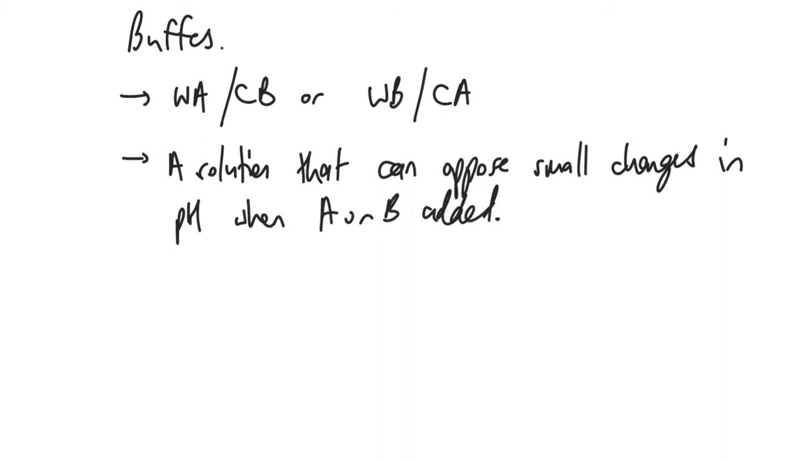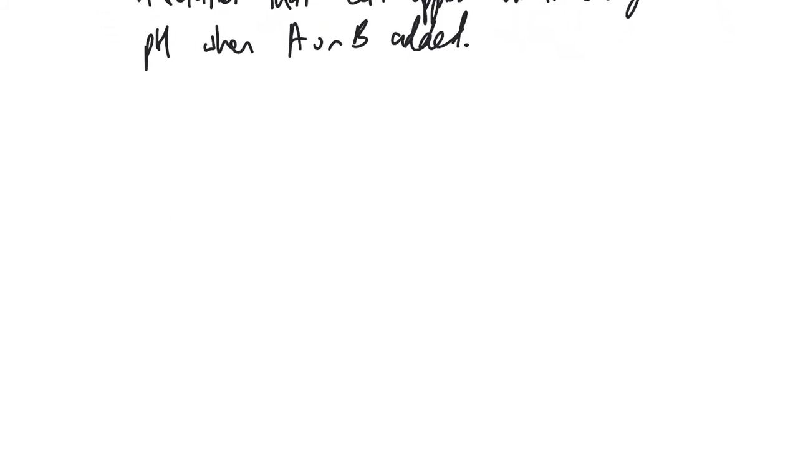Okay, so a buffer is a solution that can oppose small changes in pH when acid or base is added. Right? How does it work? Let's go through what happens. If I have a weak acid, let's say it's ethanoic acid, I can have its hydrolysis equation here.